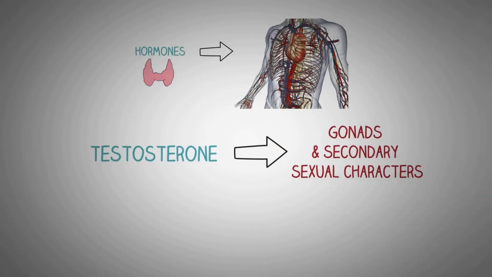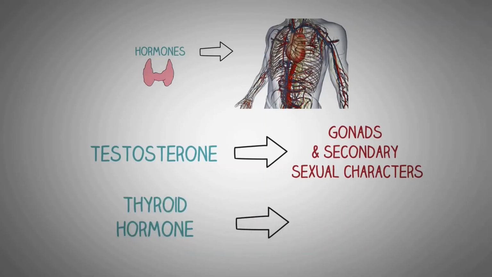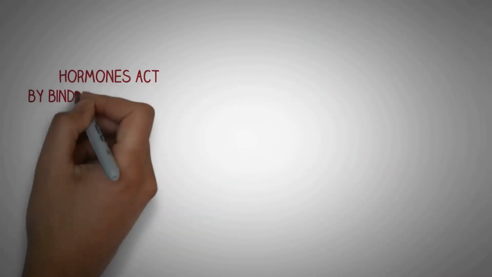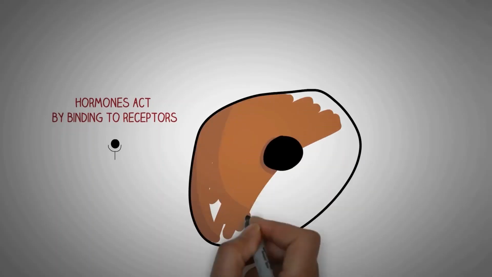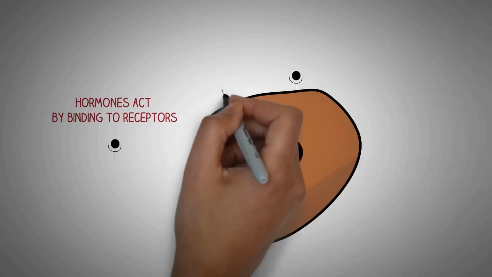Some hormones affect only a specific part or function of the body. For example, testosterone, which affects only the gonads as well as the secondary sexual characters. While there are some hormones which affect nearly all the human cells, which include thyroid hormone, which acts on almost every cell of the body to regulate the cell metabolism.